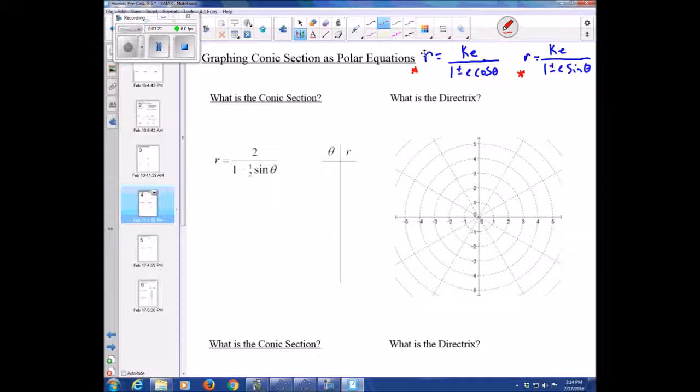I want to remember that what's defining the conic section in these equations is the eccentricity, that e value. We have the eccentricity as the coefficient of the cosine in the denominator when we have a lead term of 1. So for this first equation, we've got r equals 2 over 1 minus 1/2 sine theta. That lead 1 in the denominator tells us that this 1/2 is the eccentricity that defines this conic section. Since that's a number less than 1, when we graph this, we're going to get an ellipse.